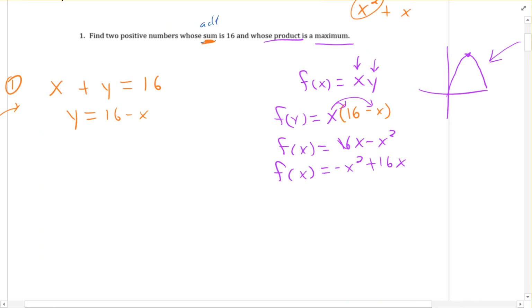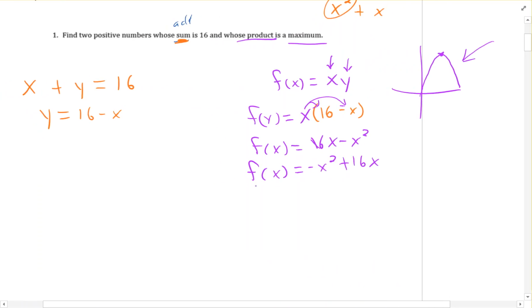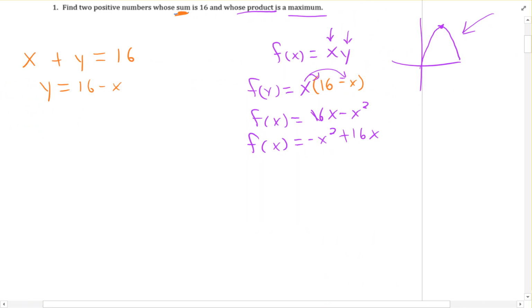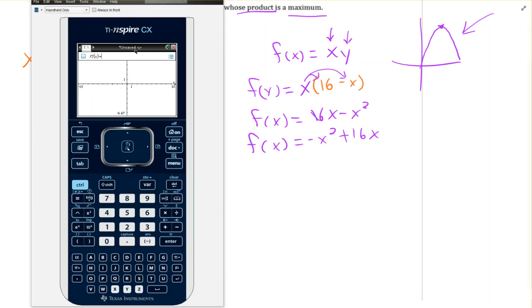So now that's the next step. Now we have a function. We need to graph it. So you can go ahead and throw that into your calculator. So that would be negative x squared plus 16x, and then enter. And this is a problem though, right? It looks like we got a straight line, but I know it's not a straight line. It has an x squared term. We're probably just not zoomed out nearly far enough.